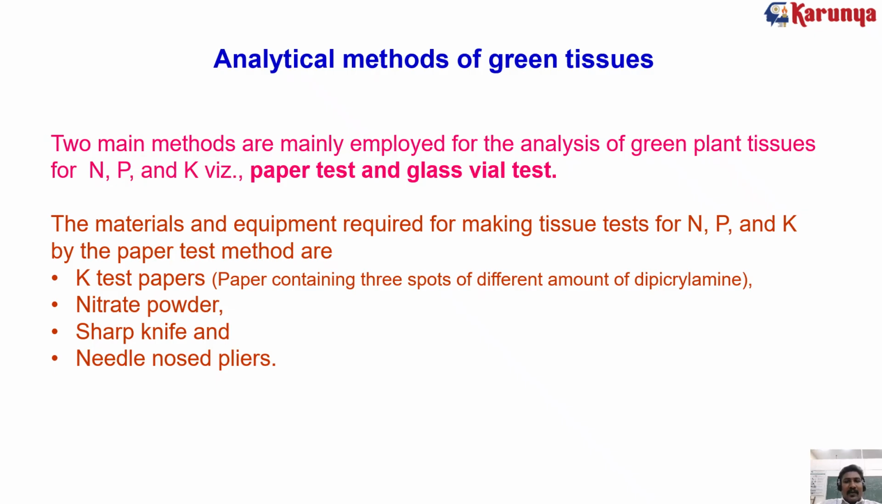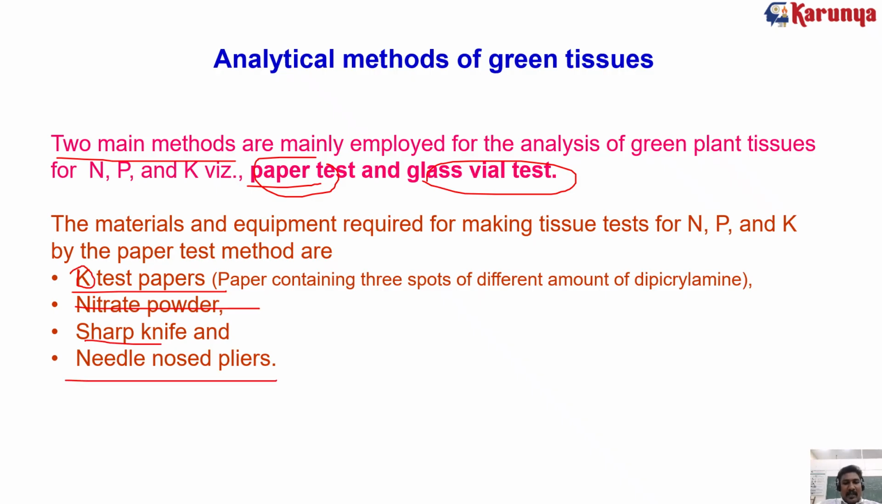The analytical method for green tissues. Here you can see there are two main methods mainly employed for analysis of green plant tissue. One is paper test, another one is glass vial test. The material and equipment required for making tissue test for NPK are test papers, for potassium test paper, nitrate powder, sharp knife, needle nose pliers. Pliers, here also you have to take.